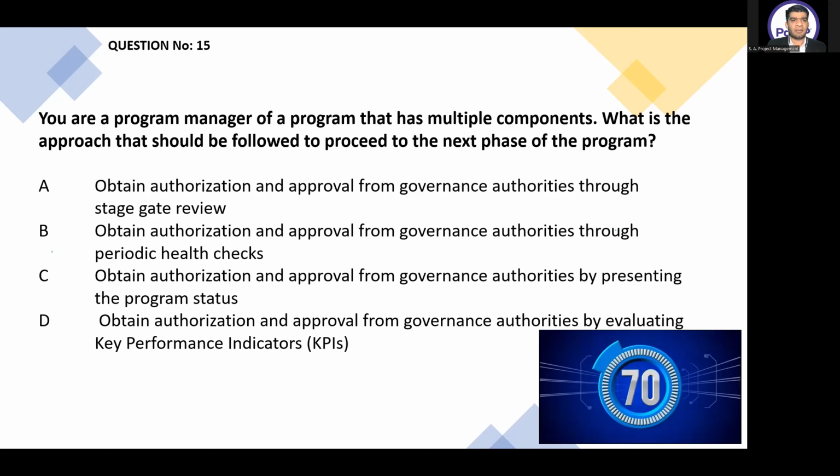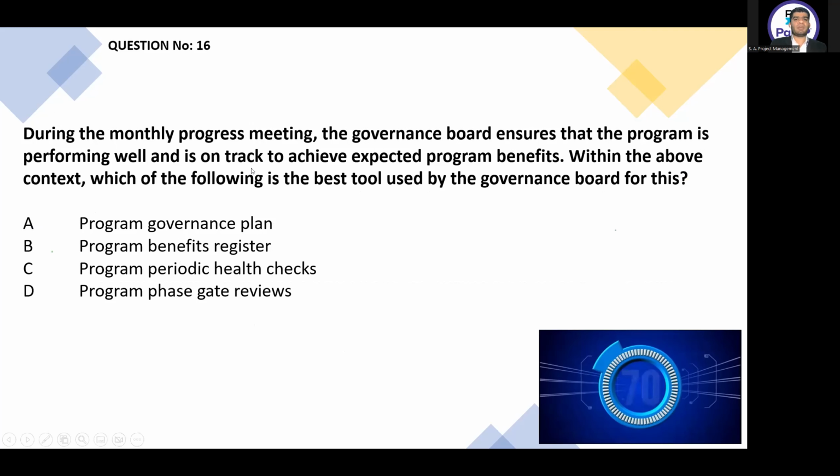Excellent. During the monthly progress meeting, the governance board ensures that the program is performing well and is on track to achieve the expected program benefits. Within the above context, which of the following is the best tool used by the governance board? Governance plan, benefit register, periodic health checks, or phase gate reviews.